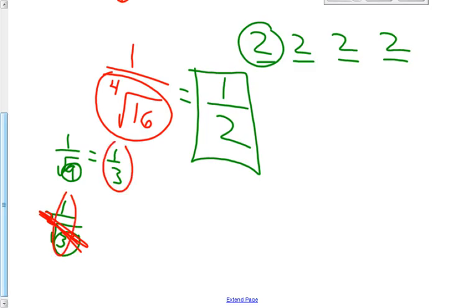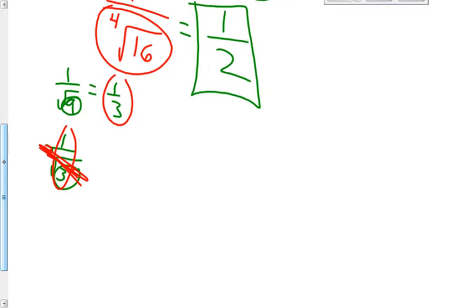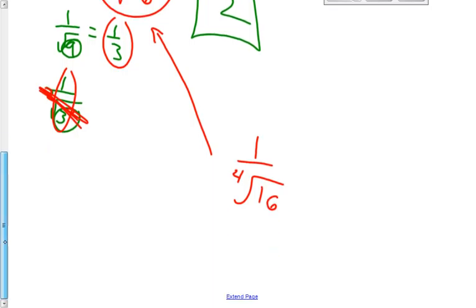So this right here is the same thing as 1 over the 4th root of 16. And 16 is the same thing as 2 raised to the 4th power.